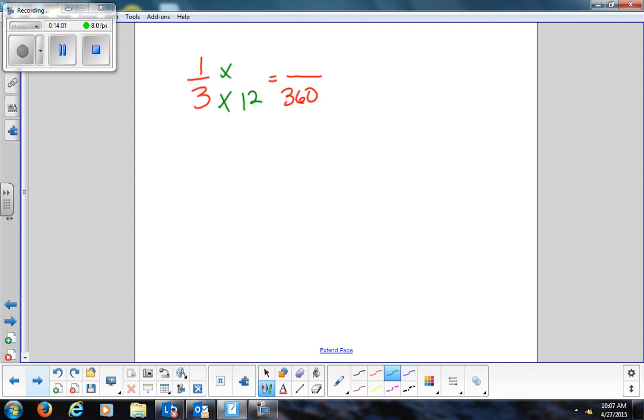Hey, Brantley, let her speak. Thank you. Okay, so what I do to the bottom, I have to do to the top. And 120 times 1 is 120. So it is 120 degrees. Good. All right, number 2.